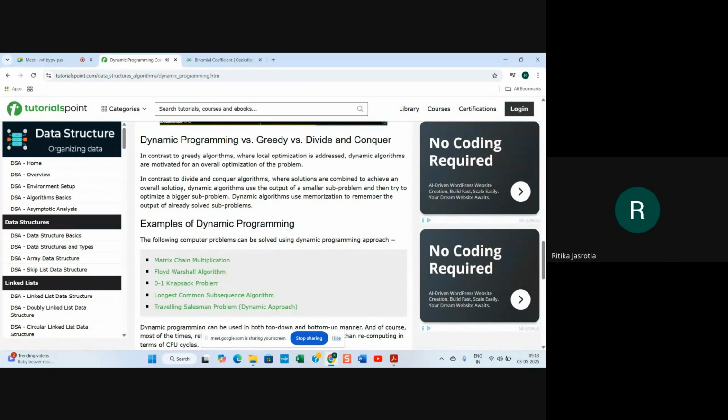So what you do, you divide this problem into subproblems and then you combine the subproblems to achieve a solution, right? In dynamic algorithms, they use the output of a smaller subproblem and then they try to optimize a bigger subproblem. So first they will find out the solution of the smaller subproblem, then they will optimize a bigger subproblem. So dynamic algorithms use memoization to remember the output of the already solved subproblems. So this is how dynamic programming works.